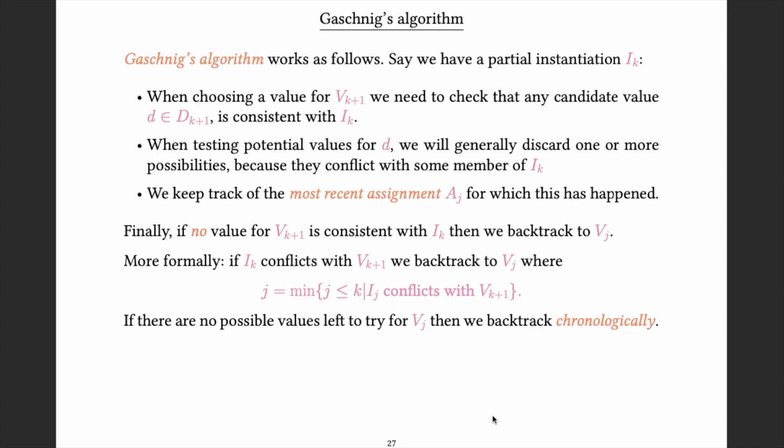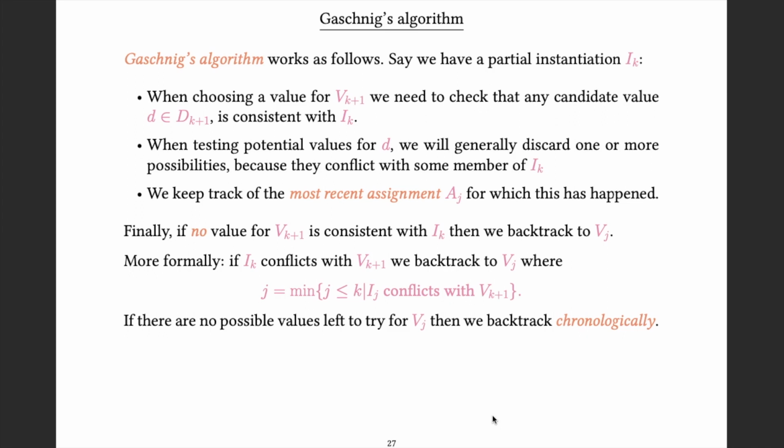And Gaschnig's algorithm just keeps track of the most recent assignment for which that's happened. Now as usual, if there is no value that we can assign to the k plus 1th variable that's consistent with our partial instantiation, then we have detected the fact that we need to backtrack, or hopefully backjump. And formally speaking, the point that we backjump to is given by the single equation on this slide. So what does this say? All it says is that we backtrack to the most recent variable that we assigned in the partial instantiation that has a conflict with the k plus 1th variable.